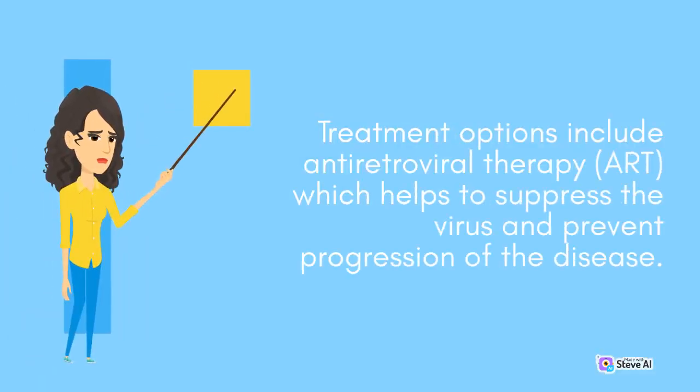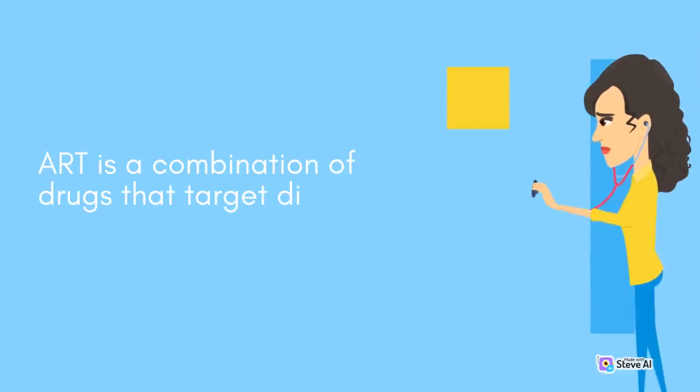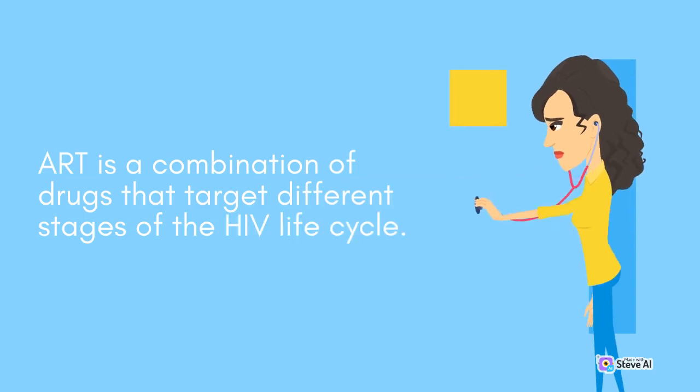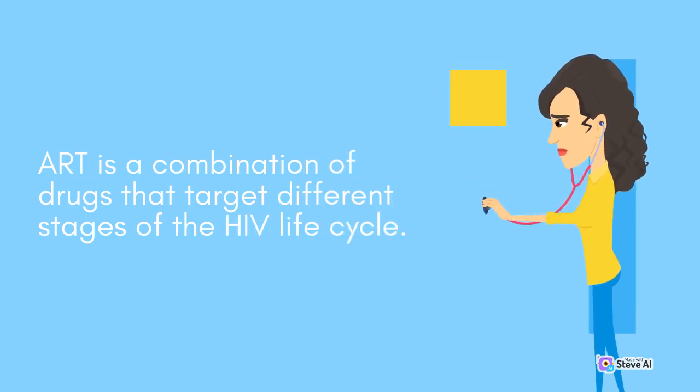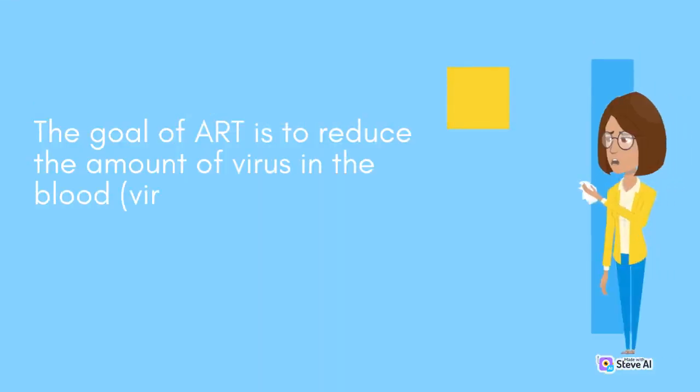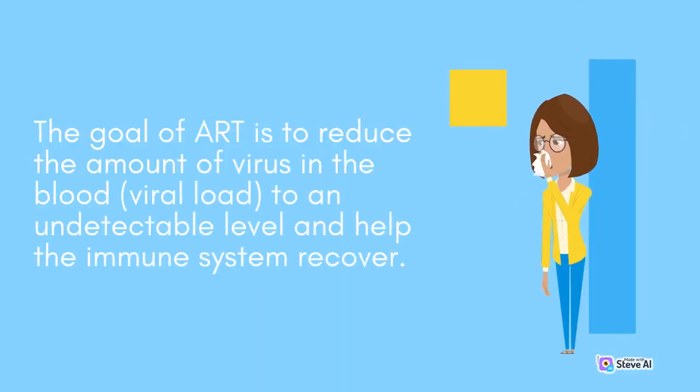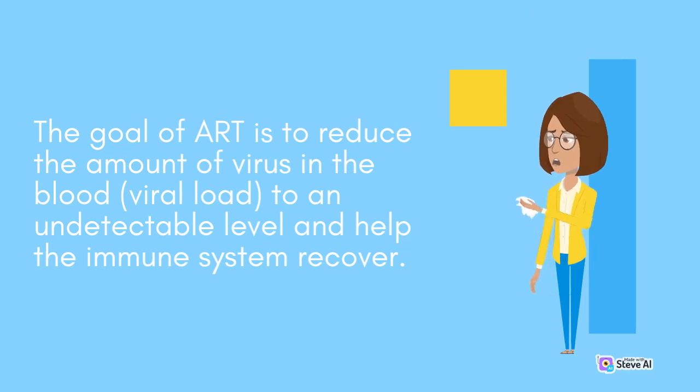Treatment options include antiretroviral therapy, ART, which helps to suppress the virus and prevent progression of the disease. ART is a combination of drugs that target different stages of the HIV life cycle. The goal of ART is to reduce the amount of virus in the blood, viral load, to an undetectable level and help the immune system recover.